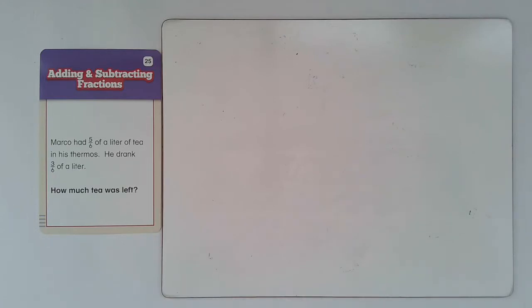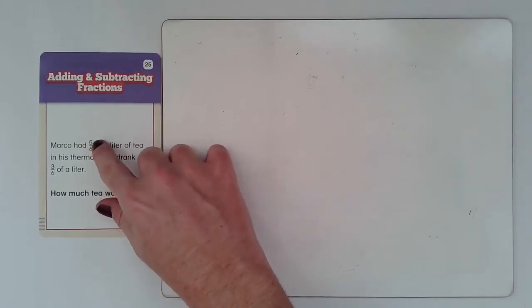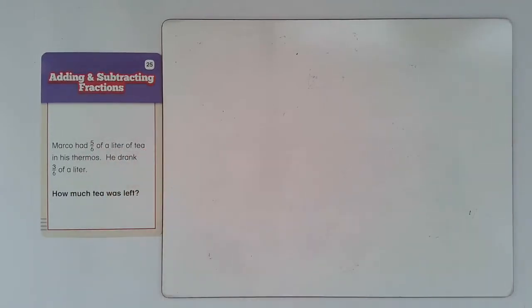Some important information that I found when reading this is that we're going to start off with 5/6 of a liter. So I don't have a whole liter. I have 5/6 of a liter to start off with. And I know another important information is that he drinks 3/6 of a liter. Okay, and then what I'm asked to find out is how much tea is left. So let's go ahead and start.